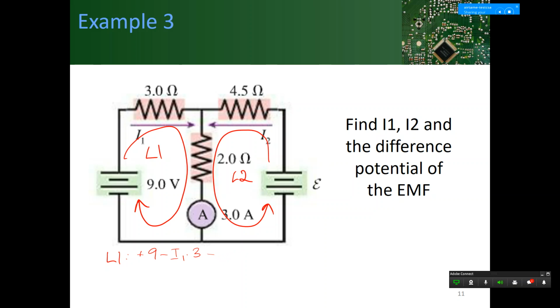That means the actual current here is 3 amps, and that's the addition of the two currents. Now you chose your loop this way, but I would counsel against this because the drawing already tells you that the current's going this way. So I would make it go the other way, like E minus 4.5 times I2 plus 3, minus 3 times 2.